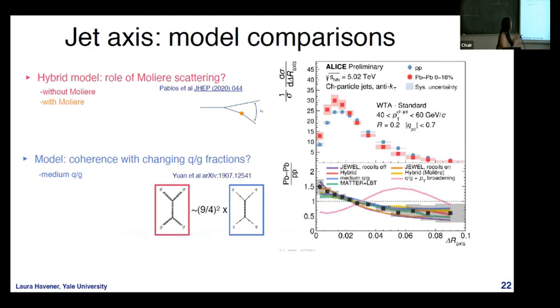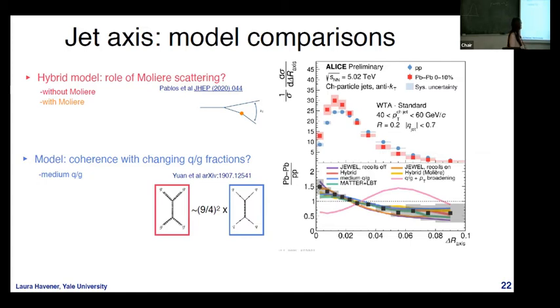Okay, and then this was compared to some models. First it was compared to the Hybrid model, looking at the role of this Moliere scattering, similar to the comparisons for the kTG. This model seems to reproduce the data; it's very little sensitive to this effect. It was also compared to the model with coherence, with a change in the color coherence fractions, that the RG was compared to. Here it's shown in the blue.